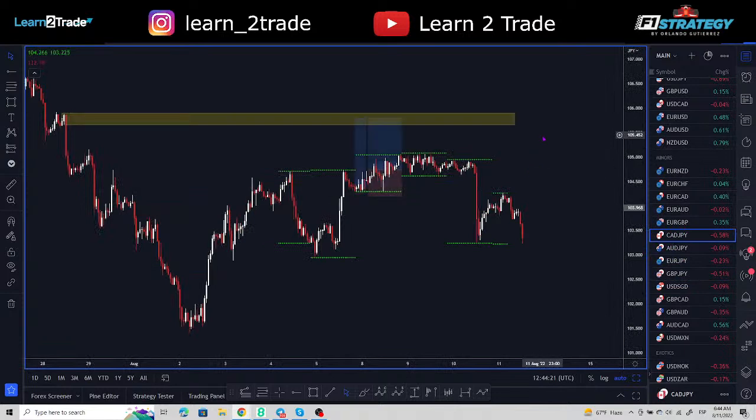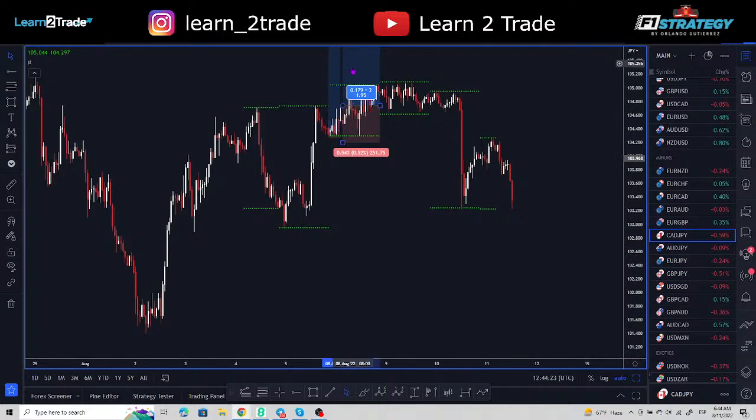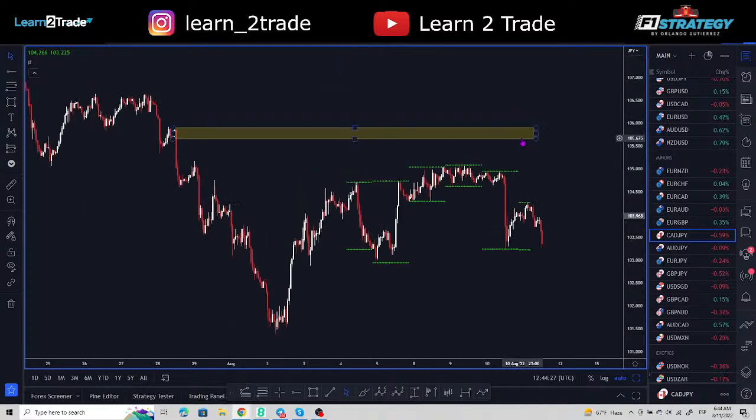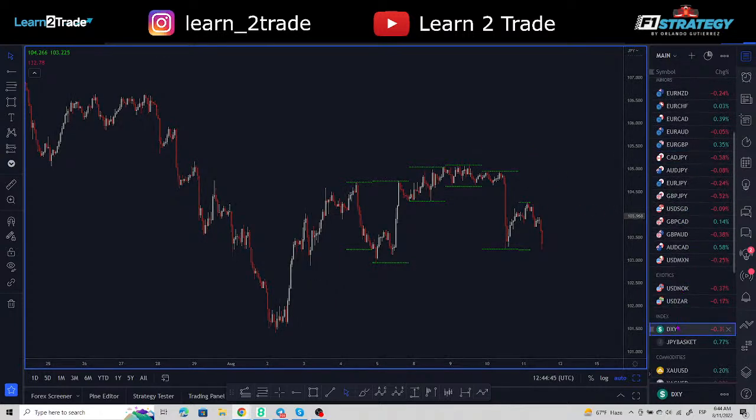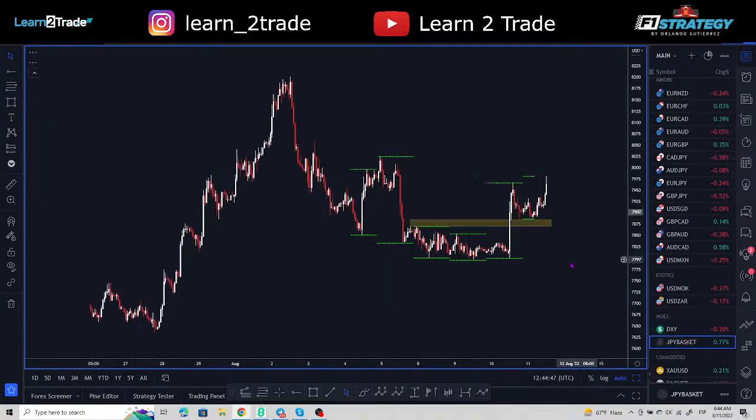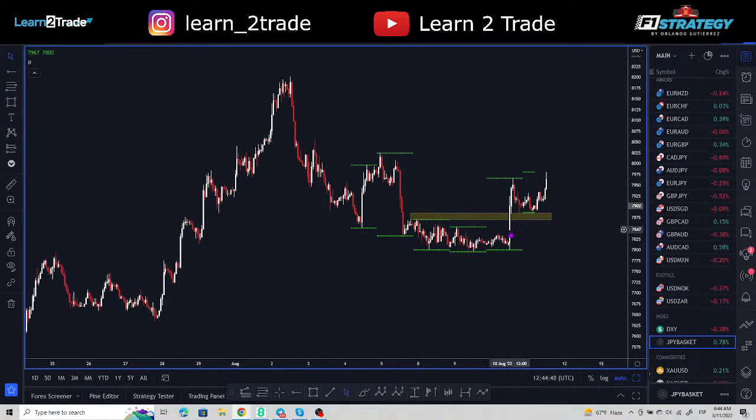Now, you're looking at buying the CAD yen. Hold on. If you're looking at buying the CAD yen, you are talking about going short on the Japanese yen, which in fact is not optimal in my opinion, because the Japanese yen right now is bullish, my friend. Japanese yen is super bullish. Why would you want to short the Japanese yen right now?